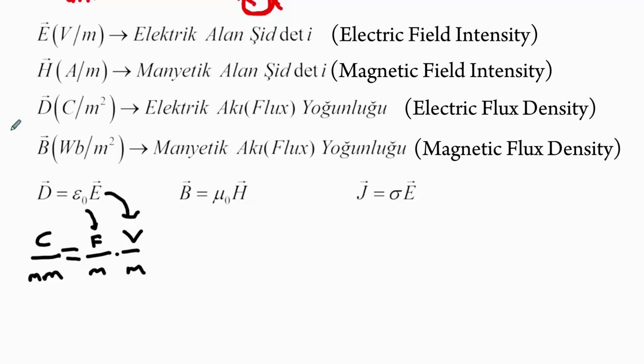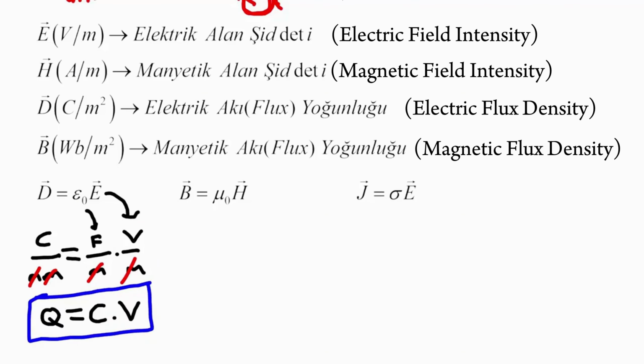Now look, if the meters cancel out here, friends, when we say coulomb, what comes to our mind? Charge, right? We generally use Q as charge. And when we think of capacitors, we use C for capacitance. And when we take volt as V, the most basic formula we know, Q equals C times V, actually comes from here. Friends, I wanted to show you this.